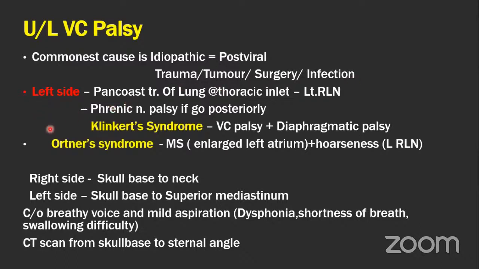And on the left side, there are some named syndromes. Left recurrent laryngeal nerve palsy. One is Pancoast tumor of the lung at the thoracic inlet. Okay. So that will lead to left recurrent laryngeal nerve palsy. So, Pancoast tumor of the lung can involve the left recurrent laryngeal nerve at the thoracic inlet.